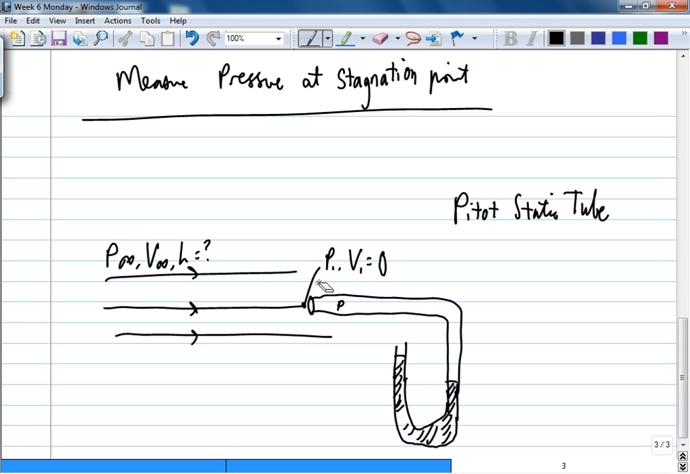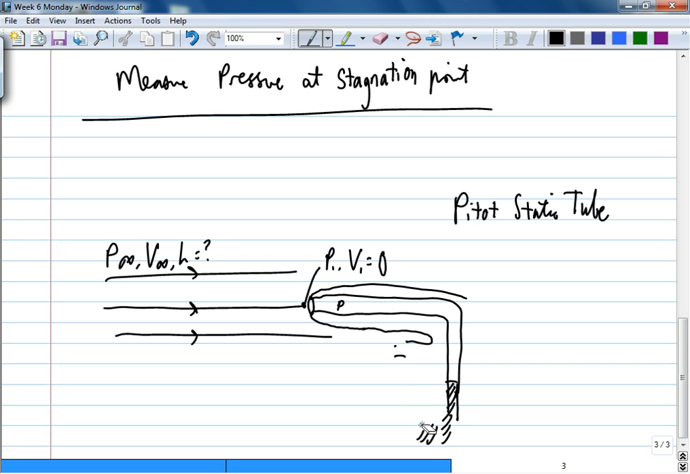You need to also measure the other component of pressure at that point. So we measure here. So normally this one is connected here. So the tube looks something like this.